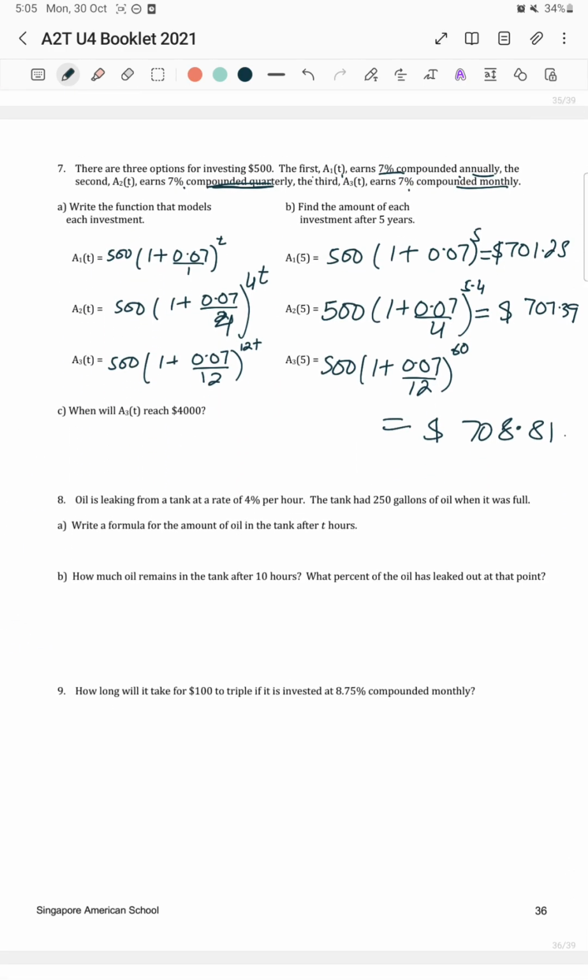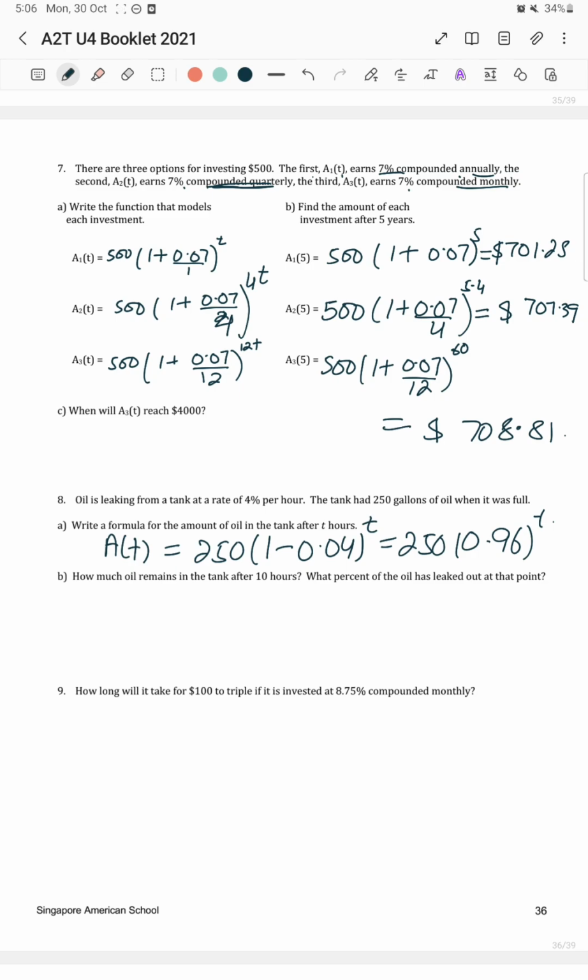Oil is leaking from a tank at the rate of 4% per hour. The tank had 250 gallons of oil when it was full. Write a formula for the amount of oil in the tank after t years. So it would be A of t, which is equal to 250(1 minus 0.04)^t, which is equal to 250 times 0.96^t. How much oil remains in the tank after 10 years?